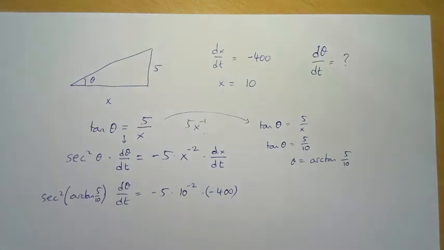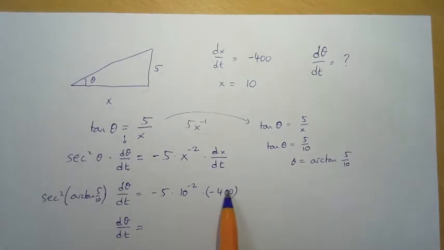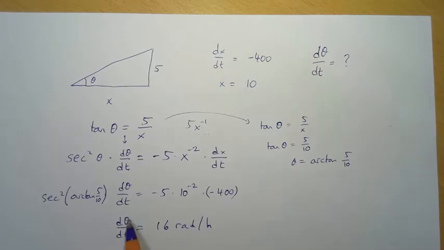And now I have everything I need, so I can solve for d theta dt. It's equal to all of this divided by secant squared of arctan of 5 over 10. And what I get is 16 radians per hour. How do I find the units? You need to read what the variables are in the rate. Theta is in radians, t is a time in hours, so it's radians per hour.